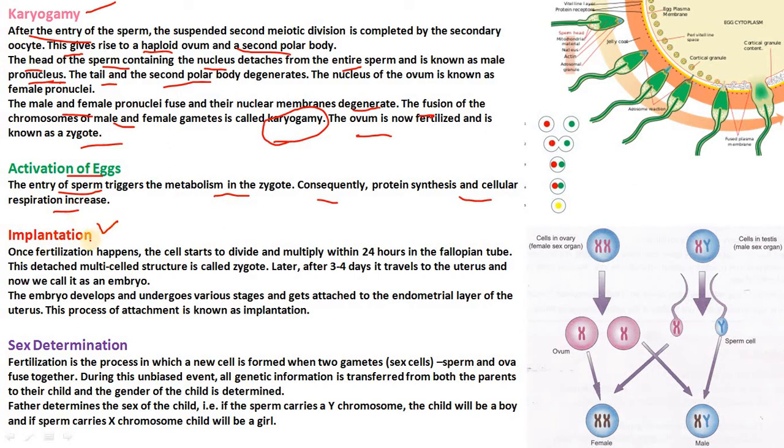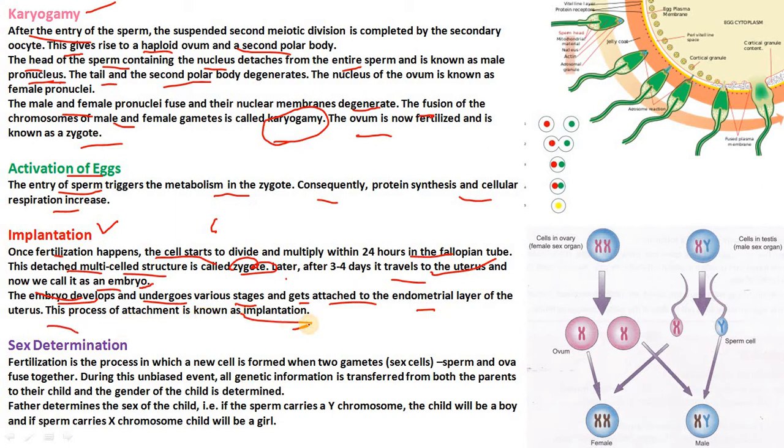Then implantation occurs. Once the fertilization happens, the cell starts to divide and multiply within 24 hours in the fallopian tube. This detached multicelled structure is called the zygote. Later, after 3 to 4 days, it travels to the uterus and now we call it an embryo. When it is attached to the uterine wall, we call it an embryo. The embryo develops and undergoes various stages and gets attached to the endometrial layer of the uterus. This process of attachment is known as implantation.